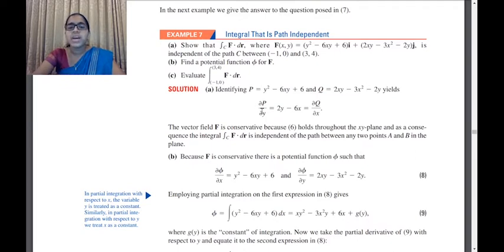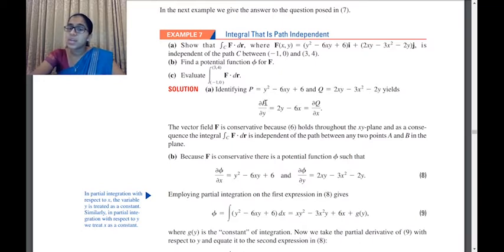Now what will be the value of ∂P/∂y? ∂P/∂y is partially differentiating P with respect to y, keeping x as a constant. So we get 2y − 6x. Now we'll find ∂Q/∂x. We have to partially differentiate Q with respect to x, keeping y a constant. So what do we get? We get 2y − 3 into 2 is 6x, and y is a constant, so this becomes 0.